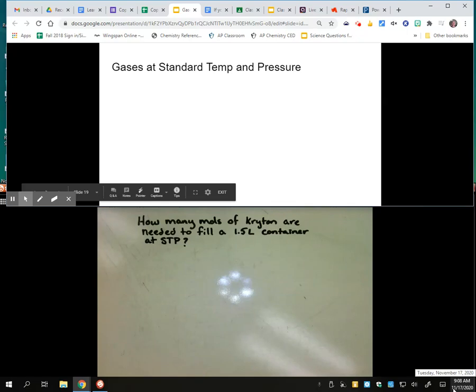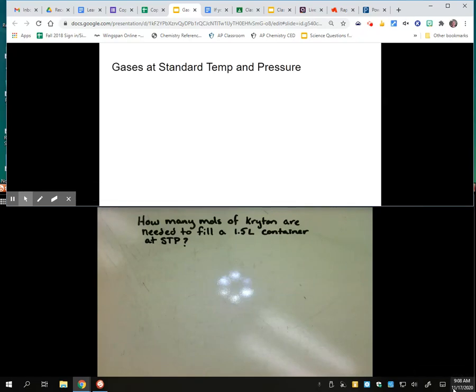This video is on gases at standard conditions. So first we have this question here. How many moles of krypton are needed to fill a 1.5 liter container at STP?